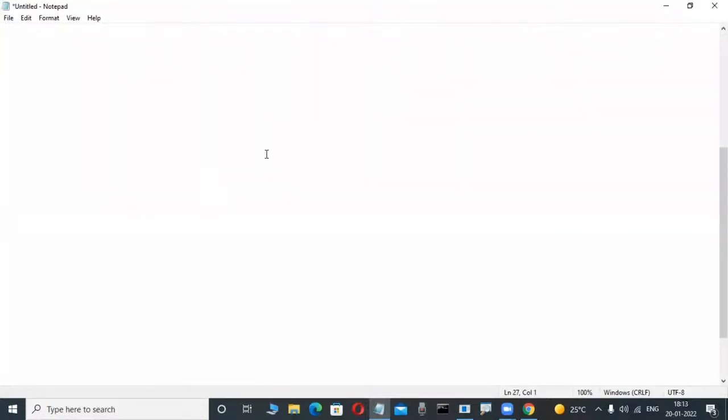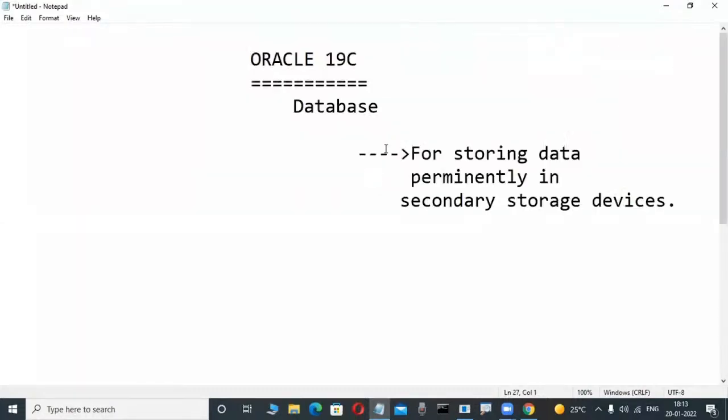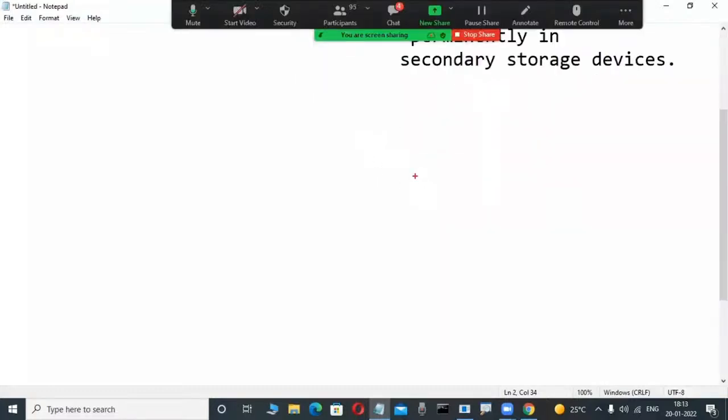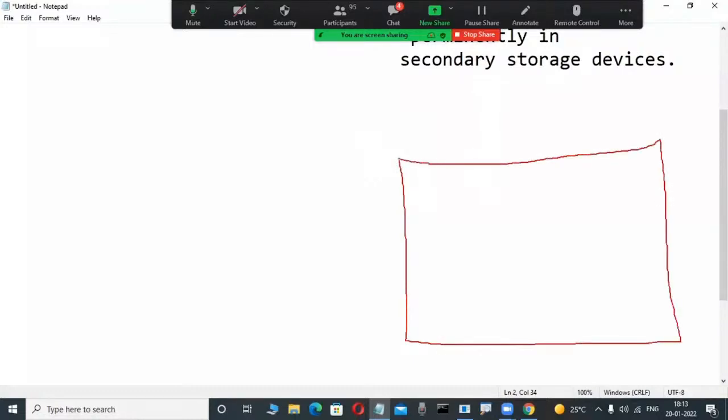Suppose I'm a first-time newcomer. How am I thinking? Maybe database is nothing. Suppose I'm installing Oracle software, which is one of the database software. Whenever I install Oracle software into my system, automatically some place is created in the hard disk. Oh, maybe this place is called a database. Many people think like that: in this place only we are storing data.